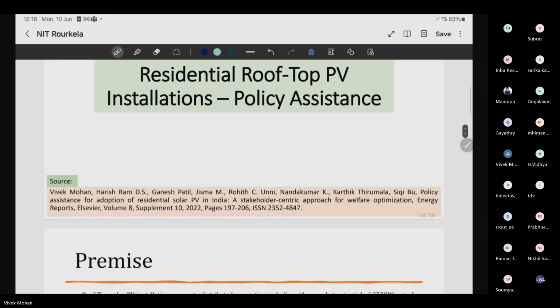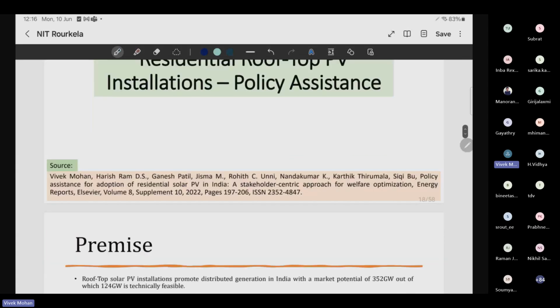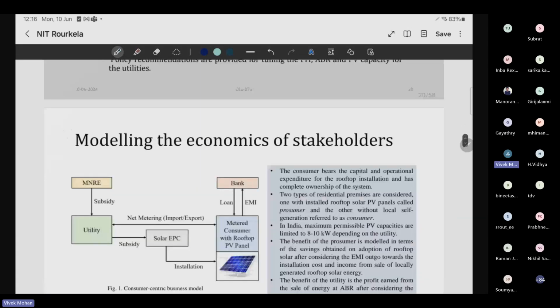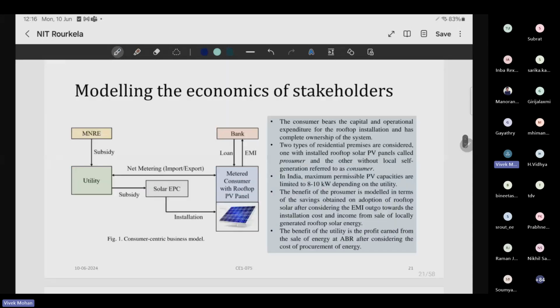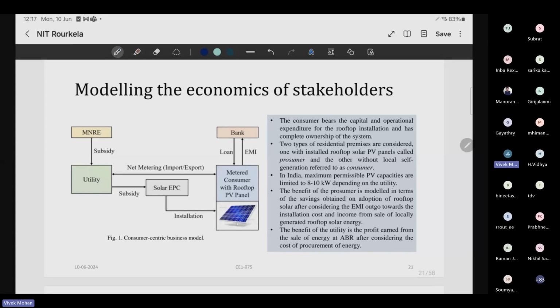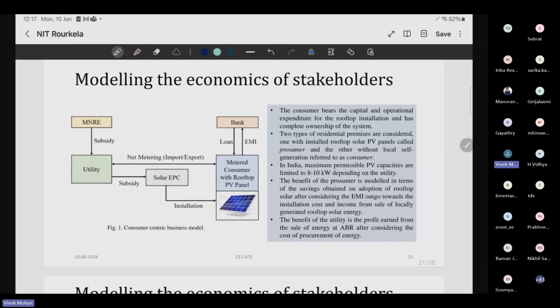Okay. So, residential rooftop PV installations. Let's see what is happening in India with respect to residential rooftop PV installations. There are basically three different models available in India for residential rooftop PV installations. I think this is a broad classification. First one is the consumer-centric business model. Second one is the RESCO 1 model, which means Renewable Energy Service Company 1 model. Then the RESCO 2 model, Renewable Energy Service Company 2 model.